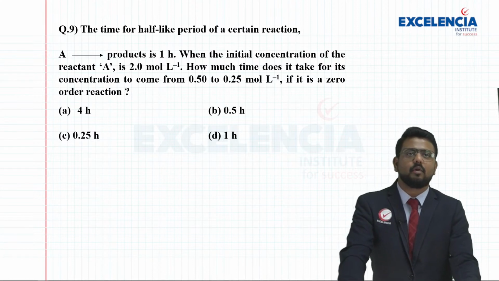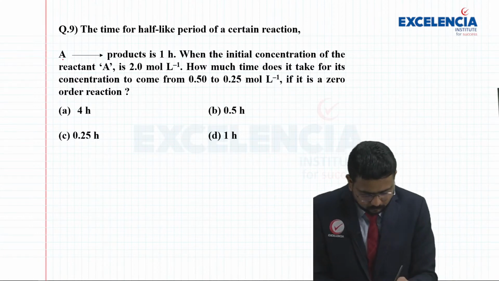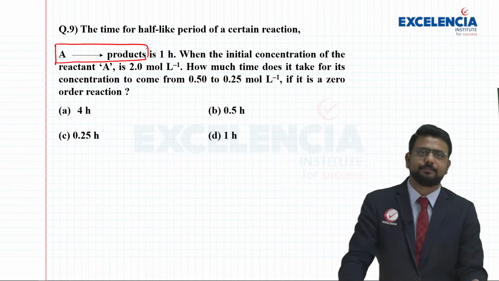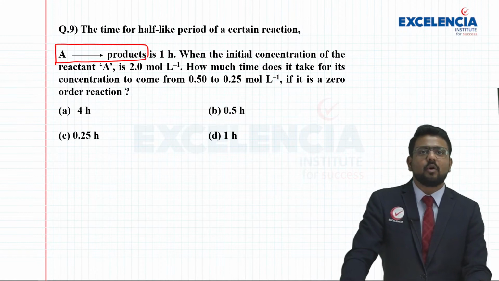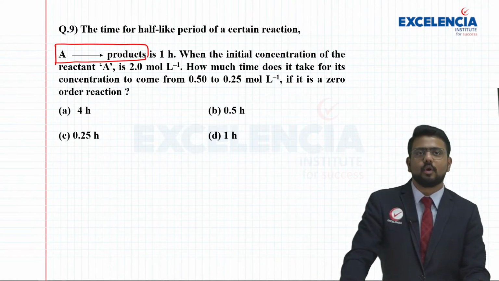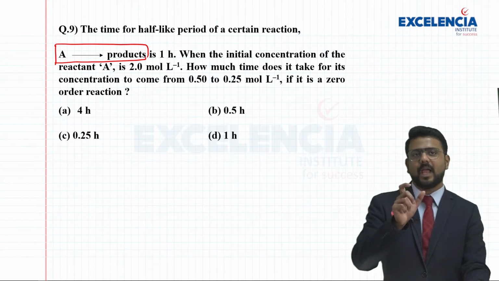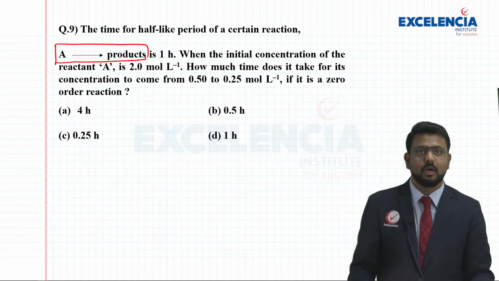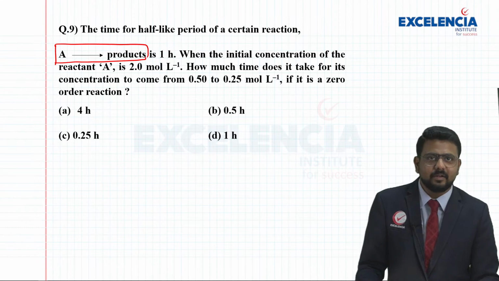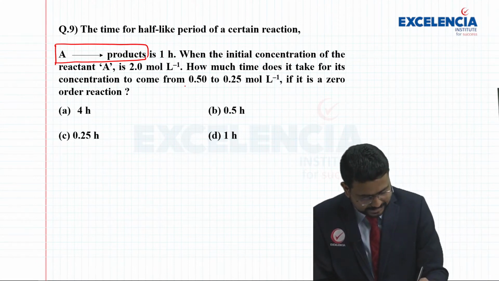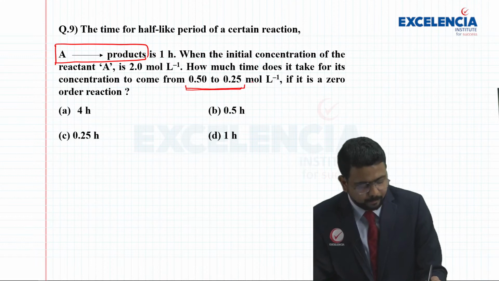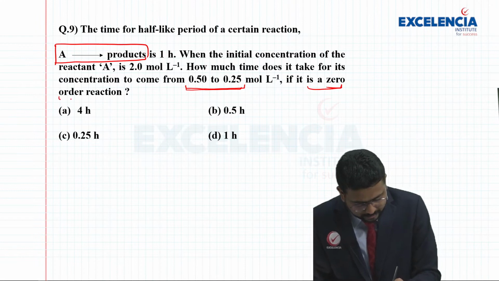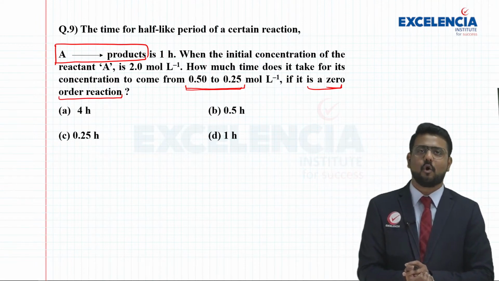The half-life period of a certain reaction, that is, A changing into products, is 1 hour when the initial concentration of the reactant A is 2 moles per liter. So basically this is the reaction. Its half-life is 1 hour when its initial concentration is taken as 2 moles per liter. How much time does it take for its concentration to come from 0.50 to 0.25 moles per liter if it is a zero order reaction? Very, very important. It is a zero order reaction.